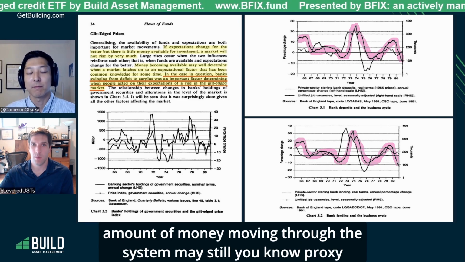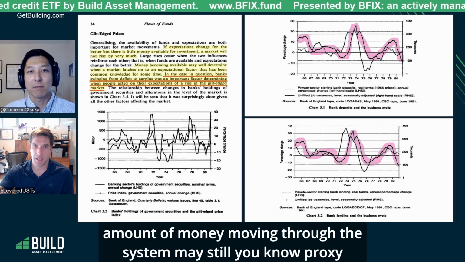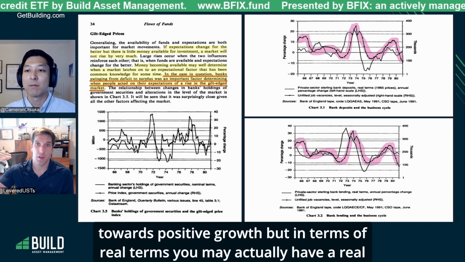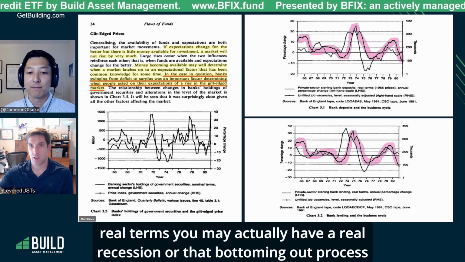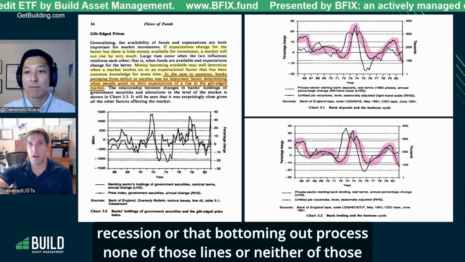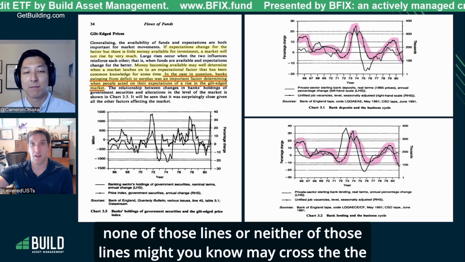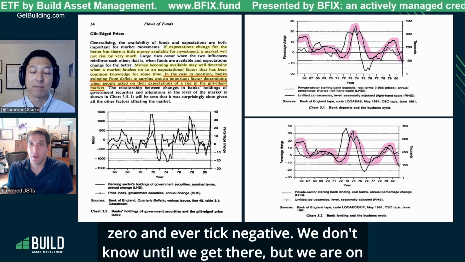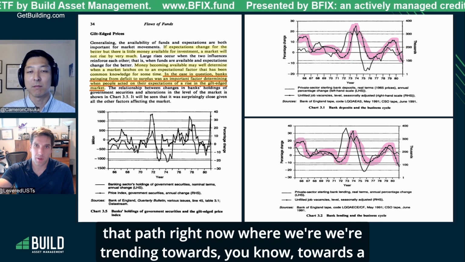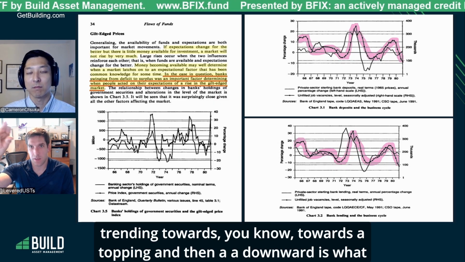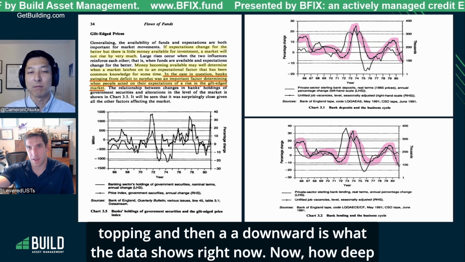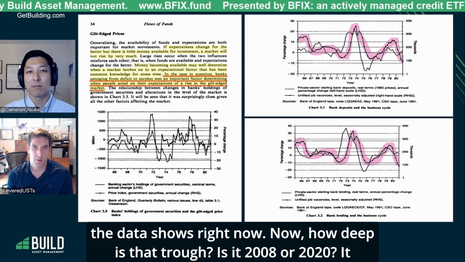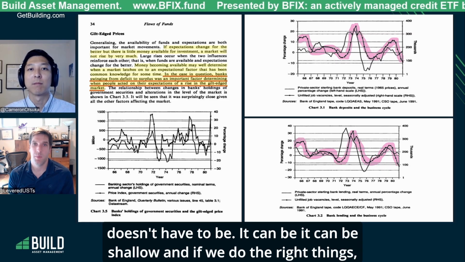So the amount of money moving through the system may still proxy towards positive growth, but in real terms you may actually have a real recession or that bottoming out process. Neither of those lines might cross zero and ever tick negative. We don't know until we get there, but we are on that path right now, trending towards a topping and then a downward move, is what the data shows right now. Now, how deep is that trough? Is it 2008 or 2020? It doesn't have to be.